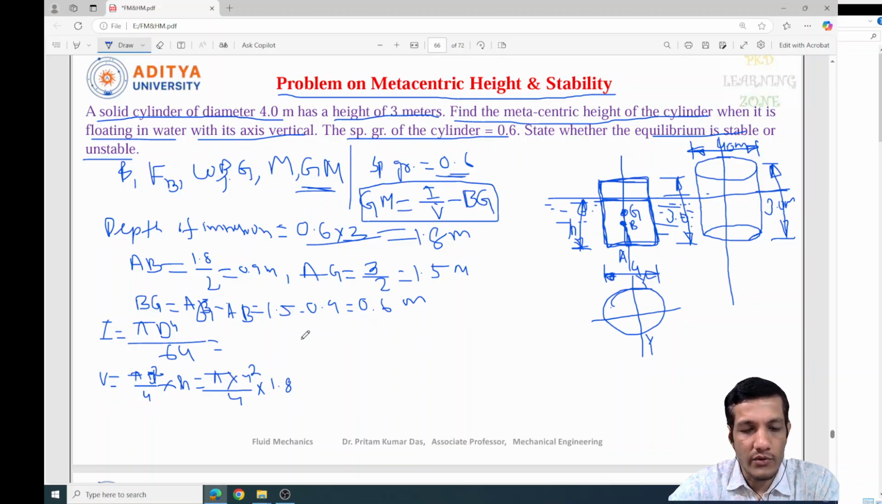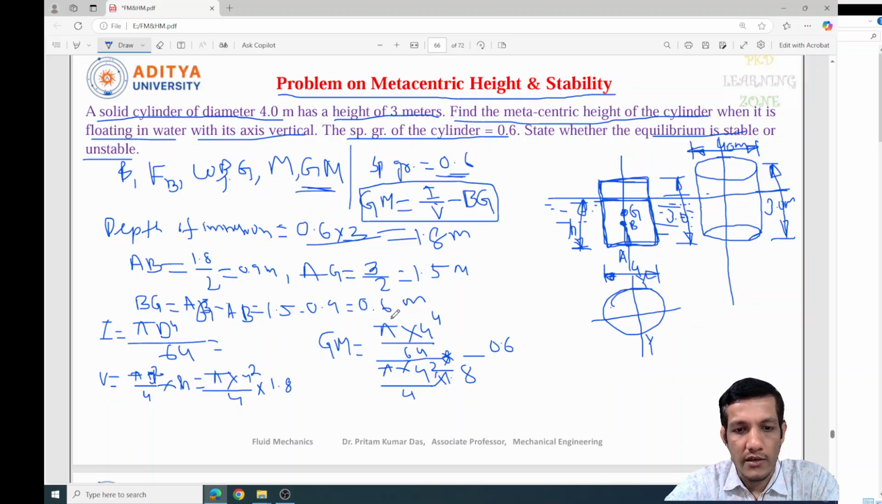Now this is the volume. So finally, I'll write this formula of metacentric height, GM equal to I divided by V minus BG. I we got: pi into 4 to the power 4 by 64, divided by V. Volume we got here: pi into 4 to the power square divided by 4 into 1.8, and minus BG, which is nothing but 0.6. So here if you see, pi will be cancelled, and 4 to the power 4 by 4 to the power square, 4 to the power square will be there. So 16 divided by 64 will be 4. Like this, most of the things will be 4, and again this 4 is going to cancel.